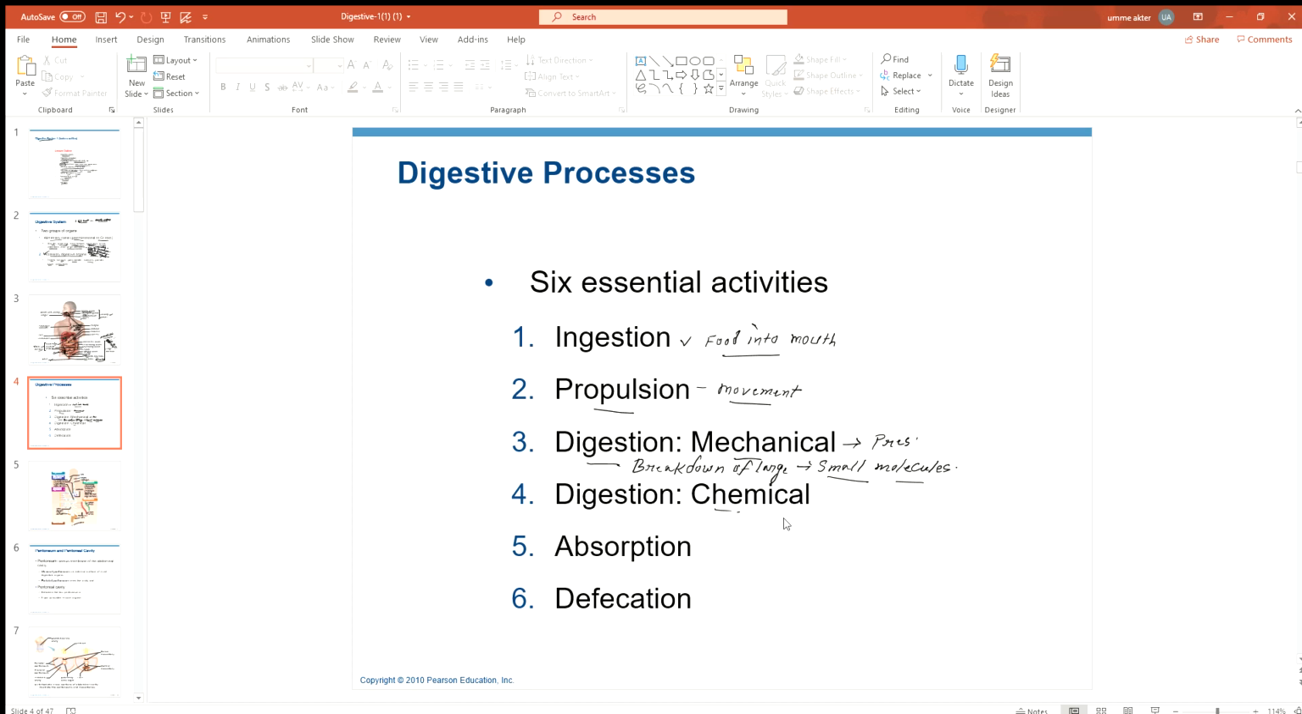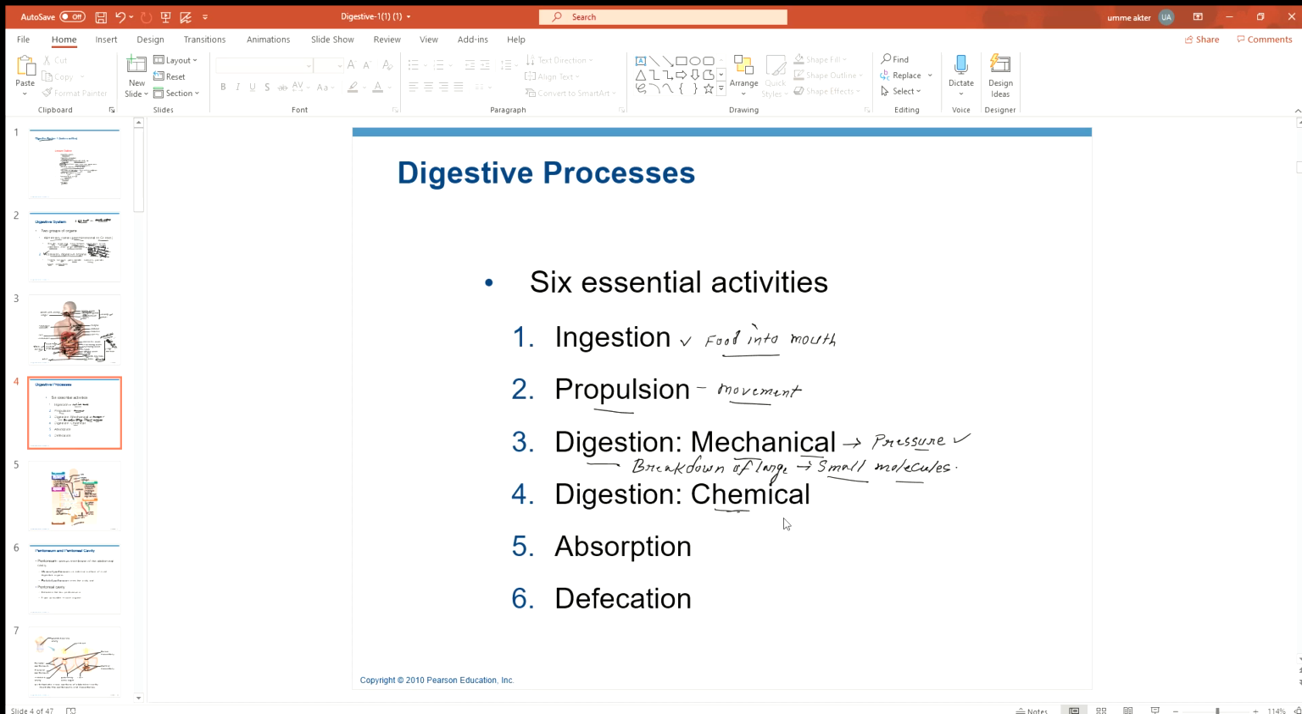Mechanical is by pressure, right? So, you know, when you put large food into the mouth, mechanical digestion starts because you cut the food, chop the food, grind the food, right? Chew the food with teeth and tongue, and by pressure the food breaks into small pieces. So that is called the mechanical digestion.